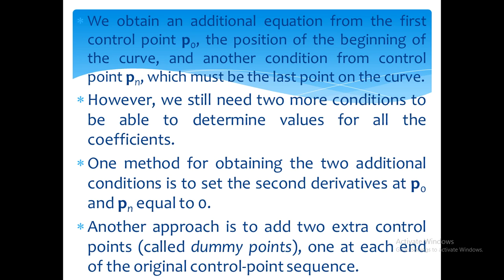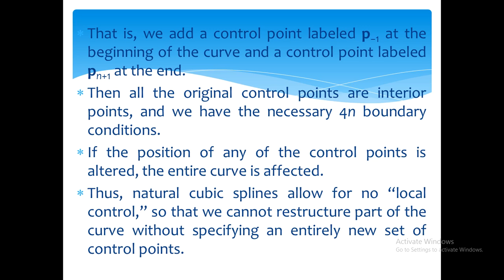Means in the previous case, for each control point we took four equations, four conditions, right? Like that also here, another approach is to add two extra control points, that is dummy control points, one at each end of the original control point sequence. One extra control point you add at the beginning, one more at the end. That is, we add a control point labeled P minus 1 at the beginning of the curve, and a control point labeled Pn plus 1 at the end. Means two additional dummy points we are adding.